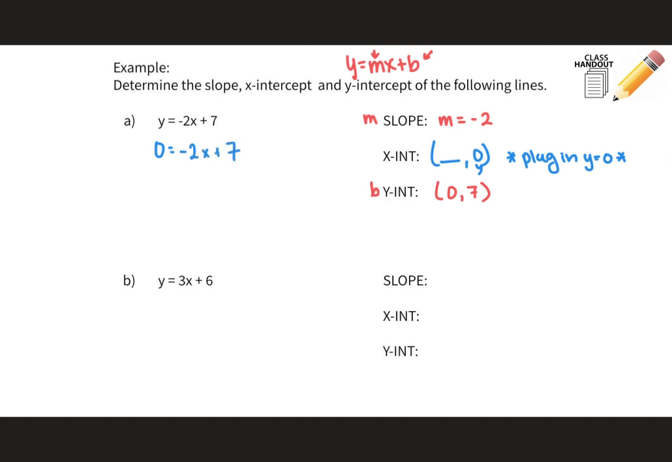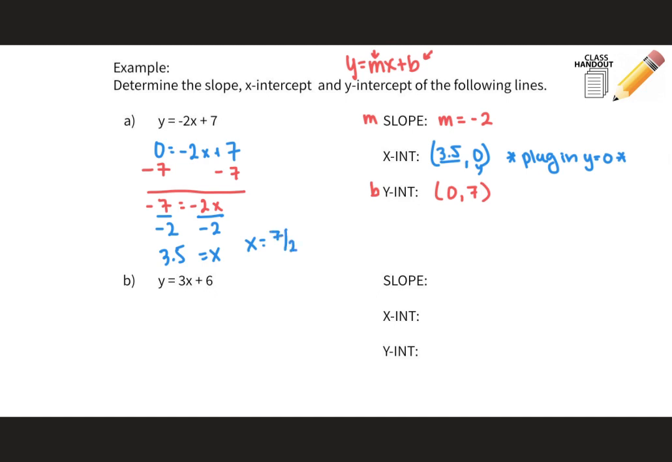Now we need to solve for x. We have to undo everything that's happening, so we're going to subtract 7 from both sides. So 0 minus 7 is negative 7 equals negative 2x, and then we're going to divide both sides by negative 2. So x, we can put that in our calculator, and that's just going to be positive 3.5. So that means my x-intercept is going to be (3.5, 0). Alternatively, we could leave it as a fraction, 7 over 2.